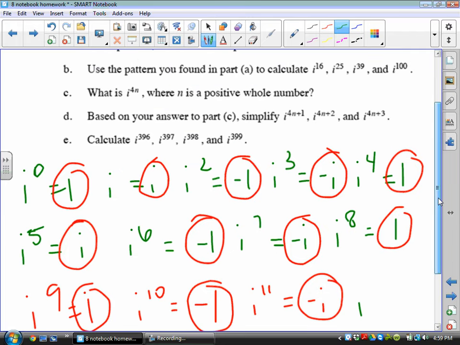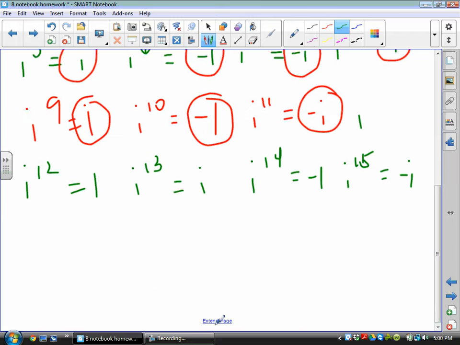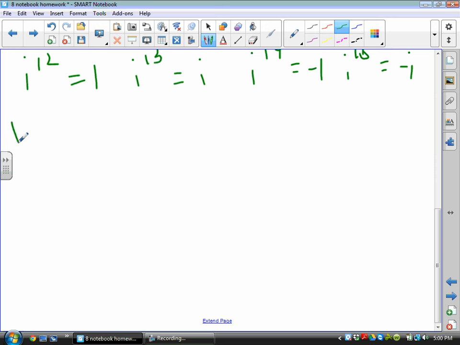Use your pattern to calculate those things. Okay? So I have the 16th, several of them here. So we're going to figure out, yes, there's a pattern, but it's kind of a difficult pattern to figure out for all these big numbers. I don't want to keep going and going and going. Oops, that is a 39, and i to the 100th was also in there.